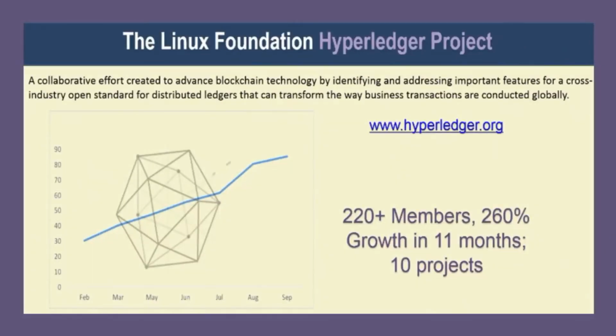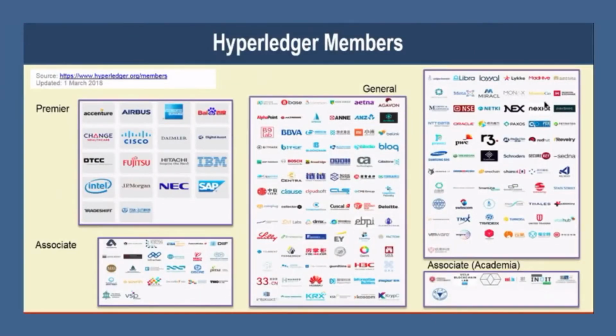The Hyperledger project is one of the fastest growing open source projects out there today. It has more than 220 members and tremendous growth. These are the logos of various companies contributing to this project. These are all large technological firms, large financial companies, small startups. Even academic institutions have joined this consortium. There are healthcare companies as well.